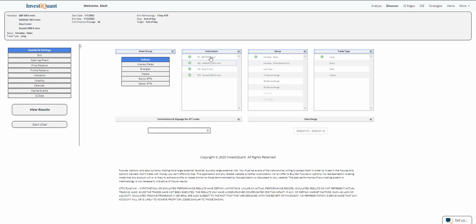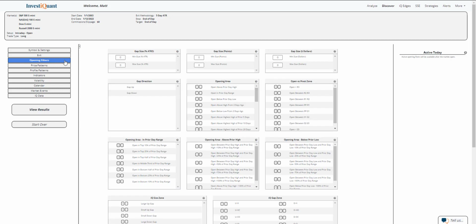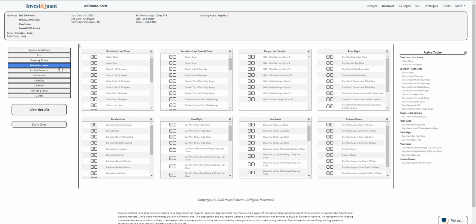Let me go ahead and select all four instruments. The setup will be based upon entering the market long at 9:30 a.m. Eastern Time, exiting at 4:15 p.m. Eastern Time. Now, currently, we are trading higher in the overnight session. I am going to add that to the test by going to the opening filters, gap direction, gap up. I've selected that.